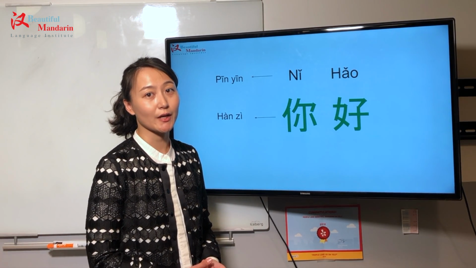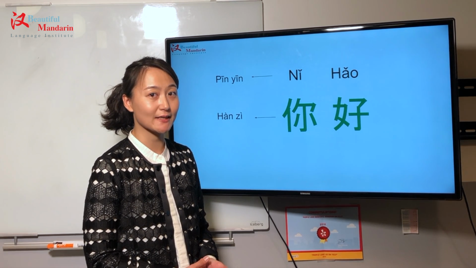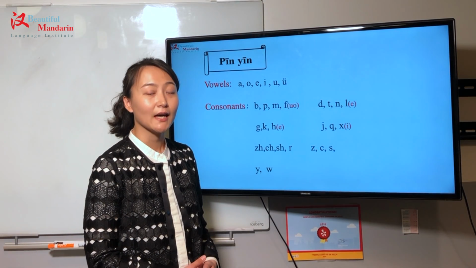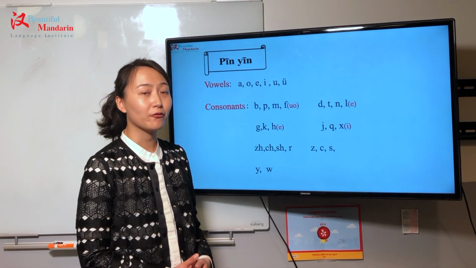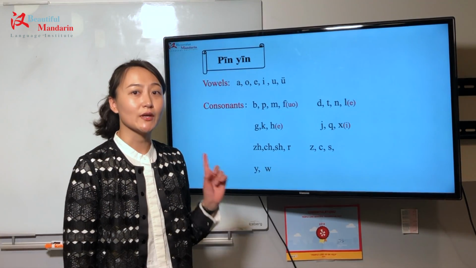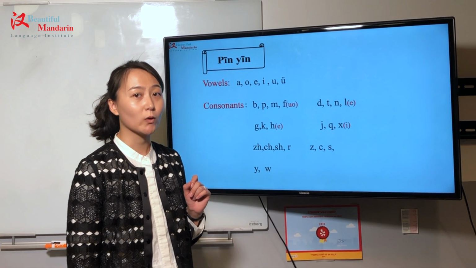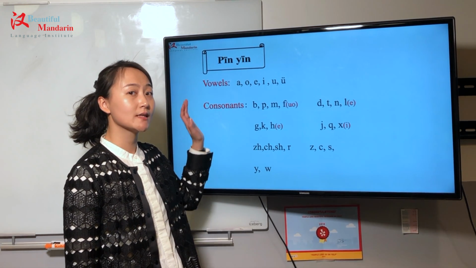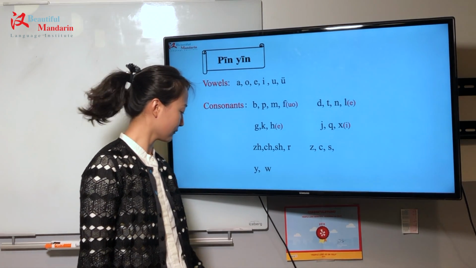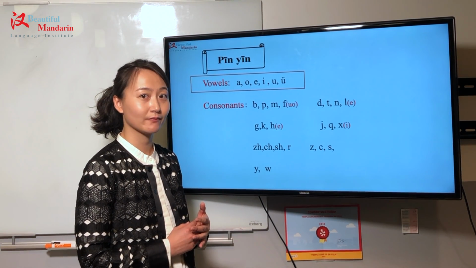So to get you started with learning Mandarin, we're going to start from the phonetic part, 拼音. In 拼音, we have vowels and consonants. So in your very first lesson, 第一课, we're going to start with the simple vowels and the consonants. Let's take a look at the vowels first.